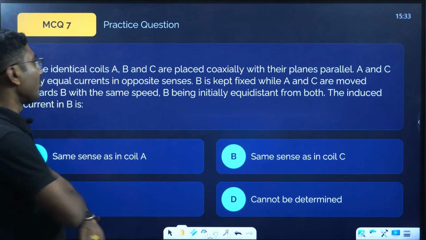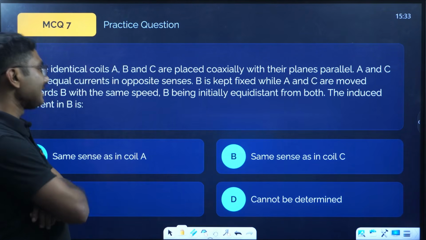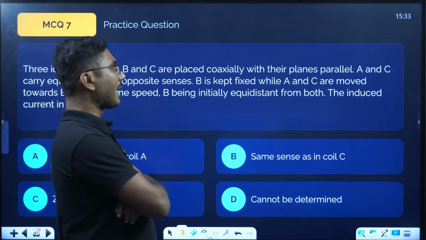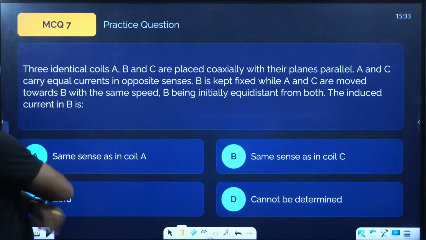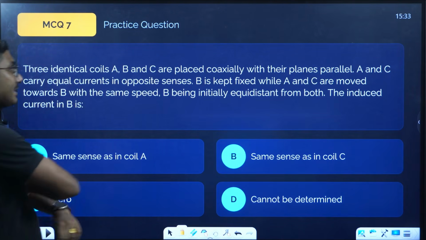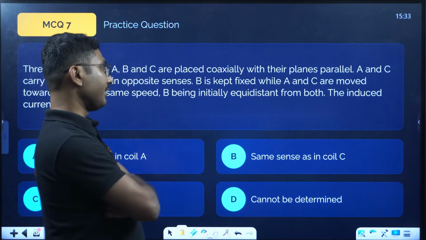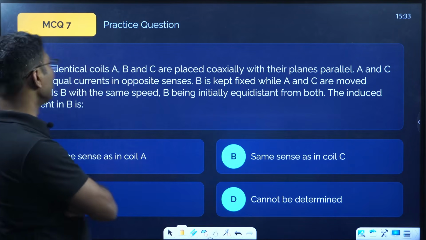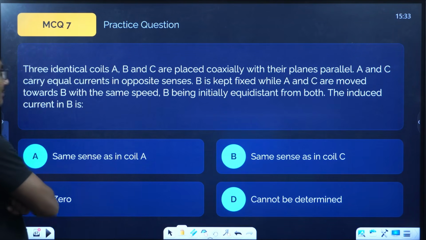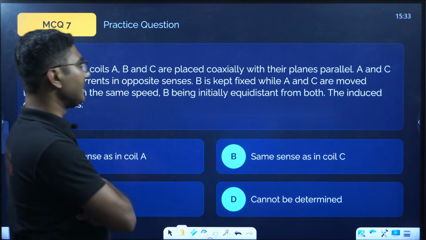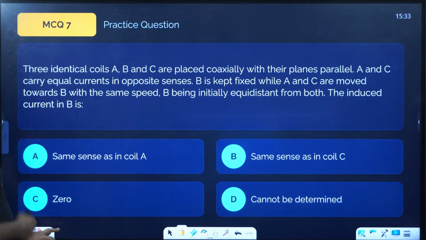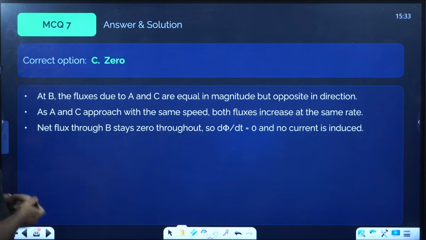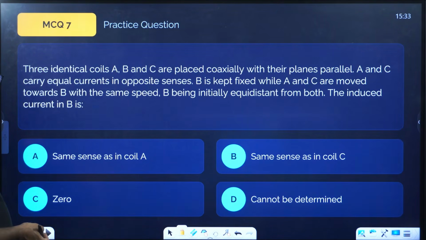3 identical coils A, B and C are placed coaxially with their planes parallel. A and C carry equal currents in opposite senses. B is kept fixed while A and C are moved towards B with the same speed. B being initially equidistant from both, the induced current in B is. So let us understand. I don't understand the question first.